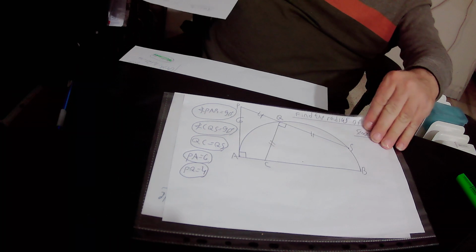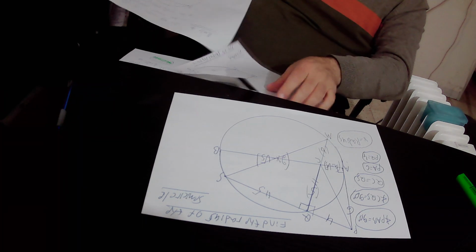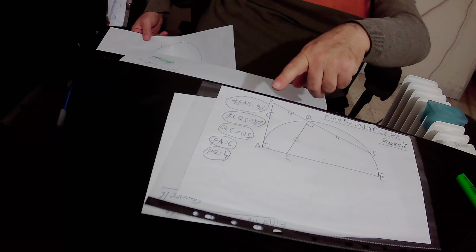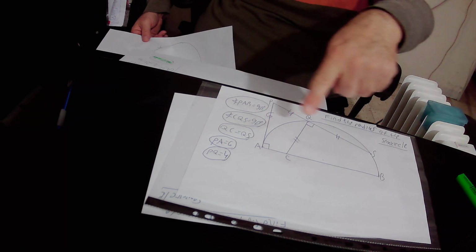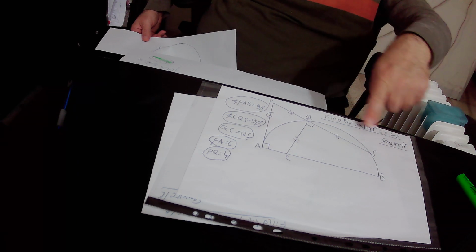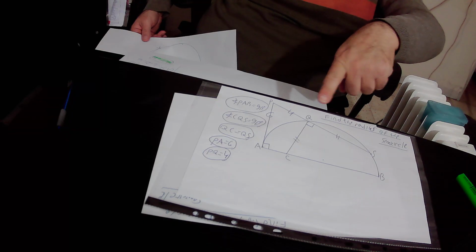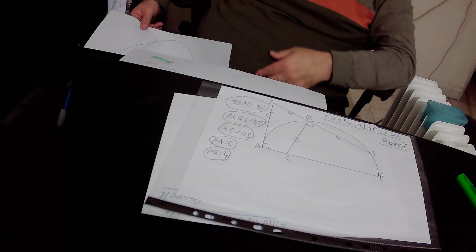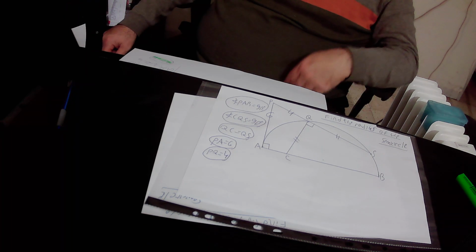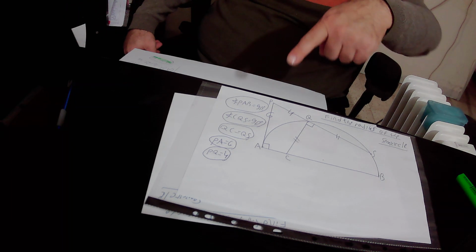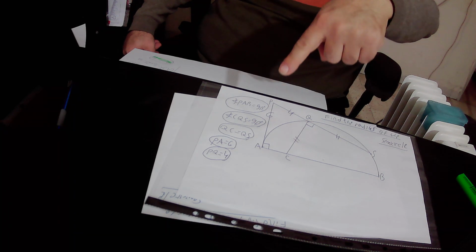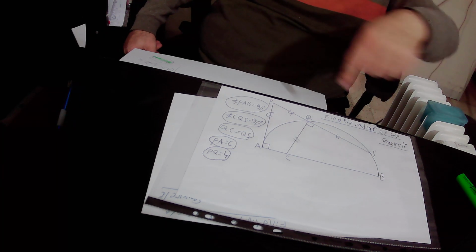Why? Because in our drawing, if we focus on point P, we have tangent PA that is tangent to this semicircle at point A, and we have line segment PS that cuts the circle at points Q and S. Therefore, according to rule number 10, we get that PA squared equals PQ times PS.